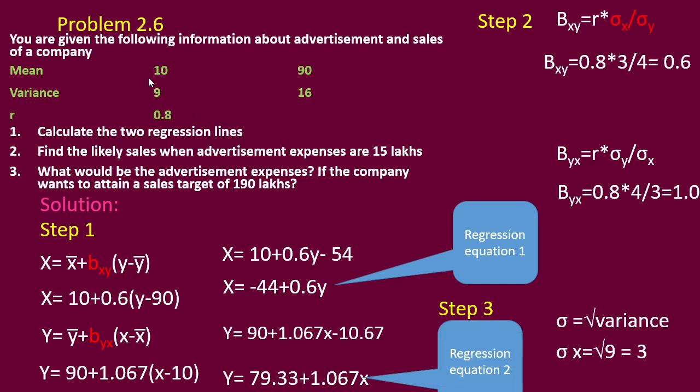Then the second task is the estimation. Estimation of sales and estimation of advertisement cost. So for this estimation, we should keep these two equations. X equals to minus 44 plus 0.6y and y equals to 79.33 plus 1.067x.